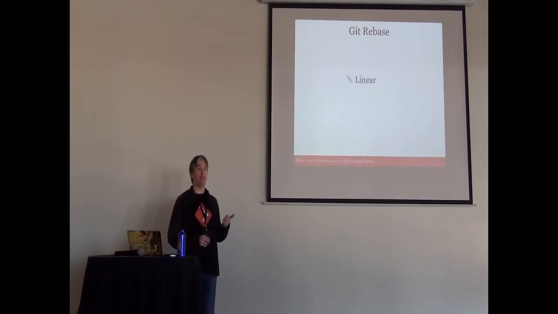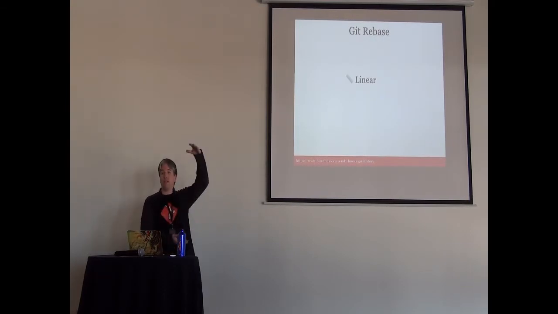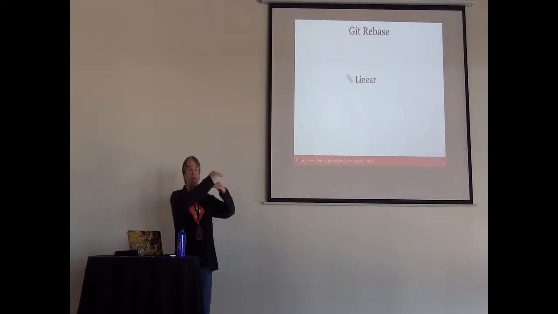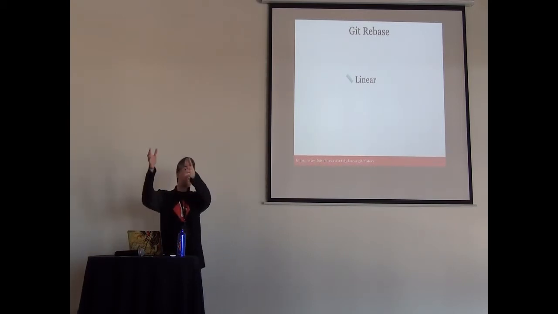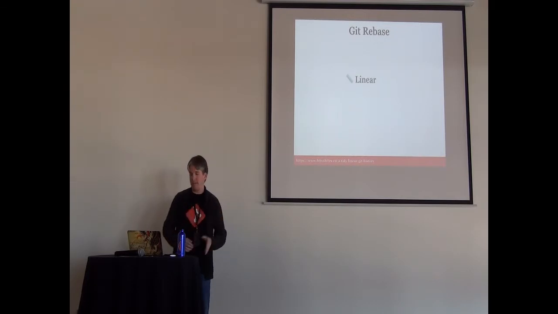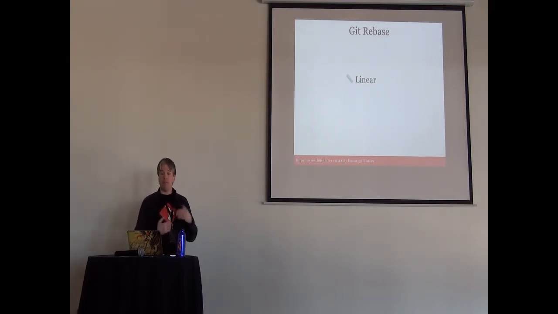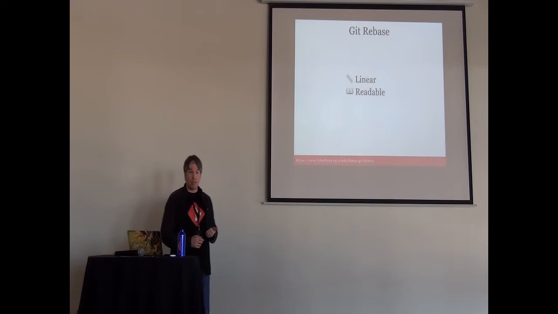Some of the key benefits of using Git rebase is that it creates a linear history. So each of your commits go one after the other really cleanly. In a merge workflow, it kind of branches out and it comes back in. It's kind of a big mess. So keeping it linear also makes it very readable.